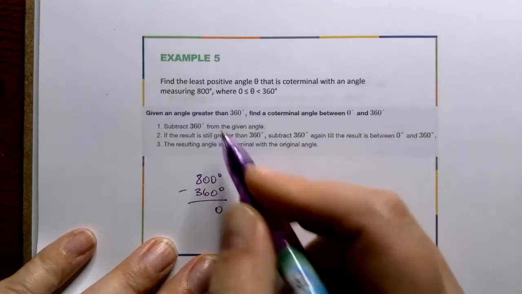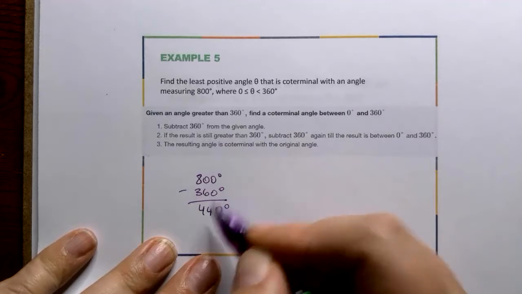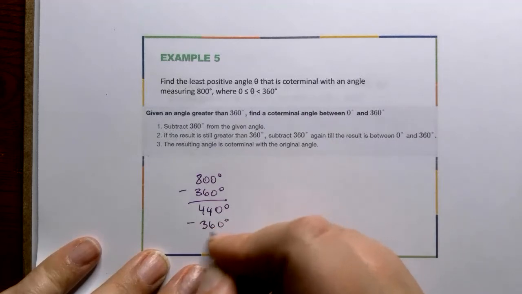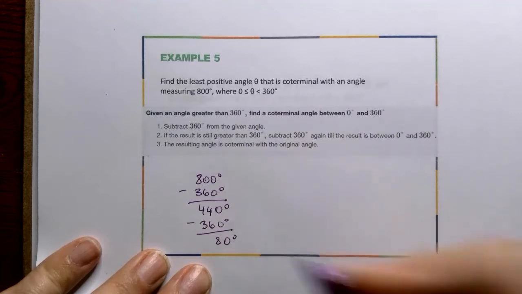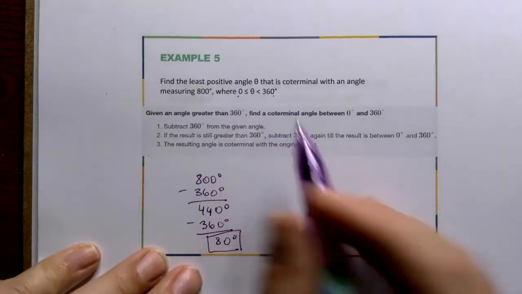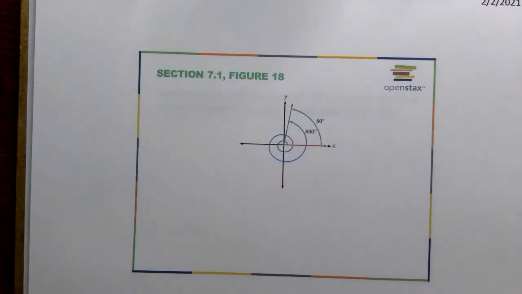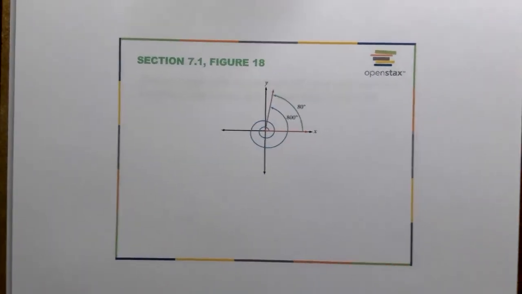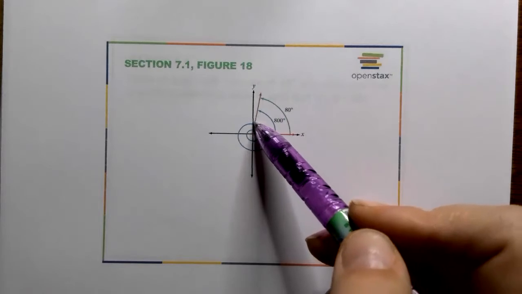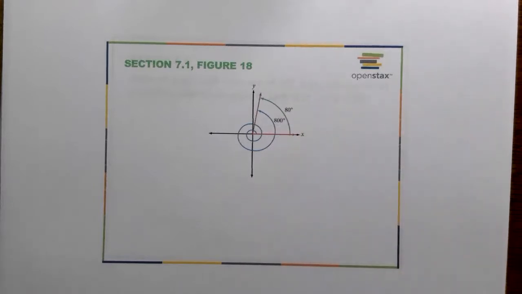So 800 minus 360, we have 440. That's closer to what we need, but it's still not in this range, so we're going to subtract another round. So we actually got an 80-degree angle. This angle is between 0 and 360, so that's our answer. Theta is 80 degrees, and it's coterminal with 800. Here's a picture of what's going on. 80 is in the first quadrant, but if you go a couple of circles around, you end up in the same position, and that will be your angle of 800 degrees.